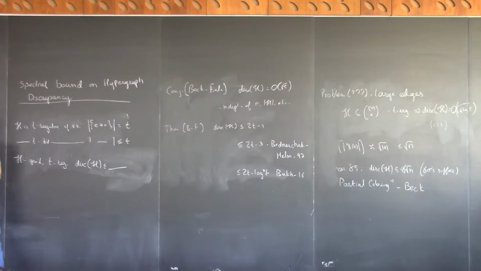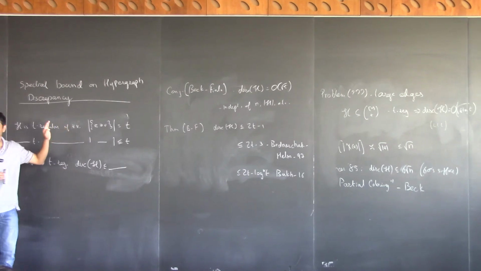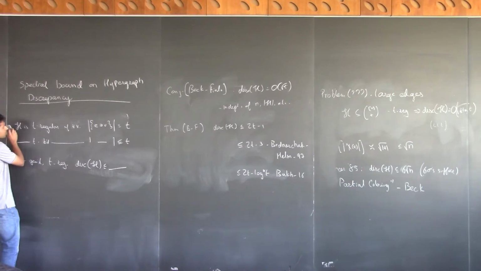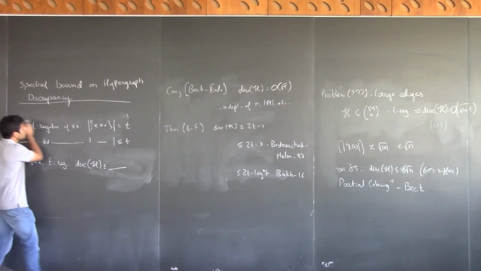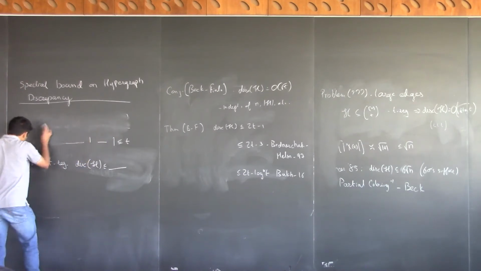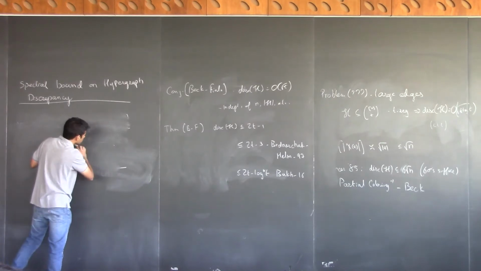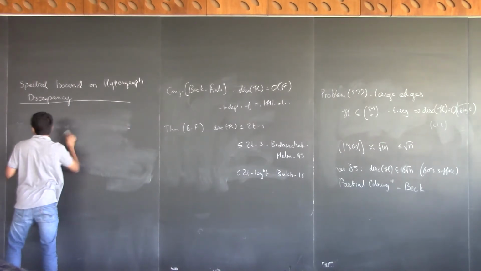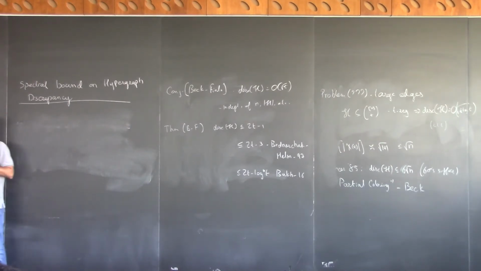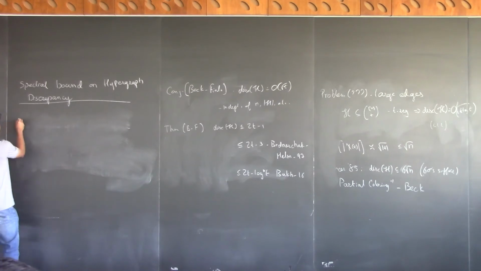Okay, good. So this is the current state of the art on discrepancy. Any questions so far? Okay. So this is a slightly more recent line of work.